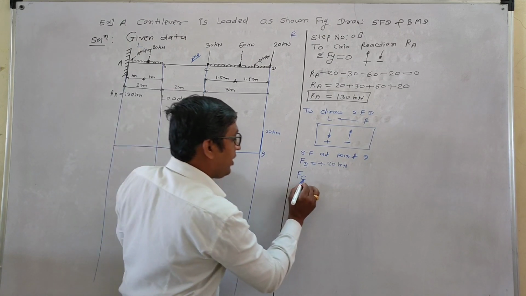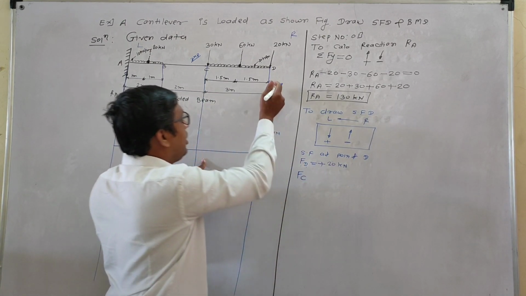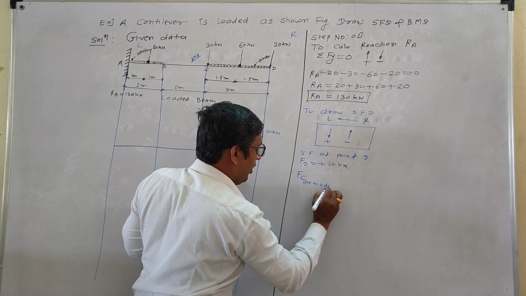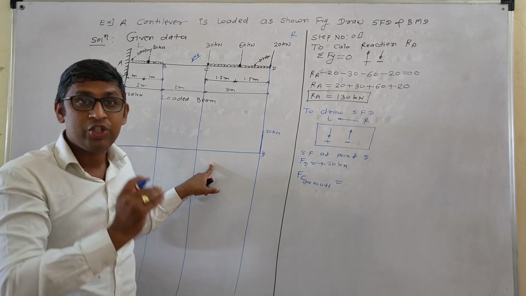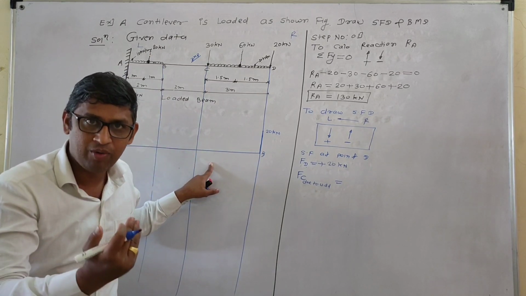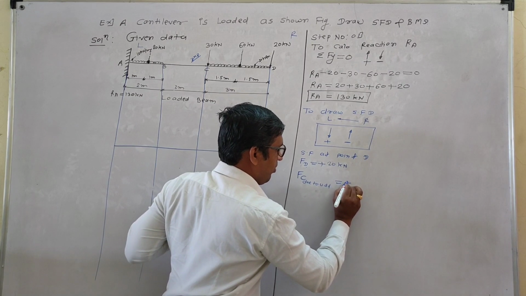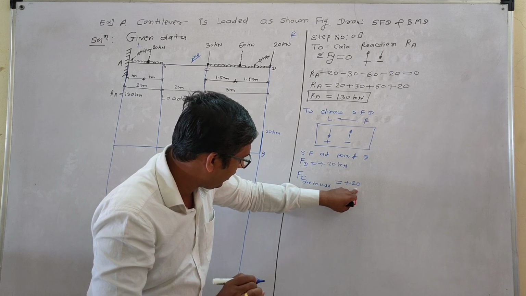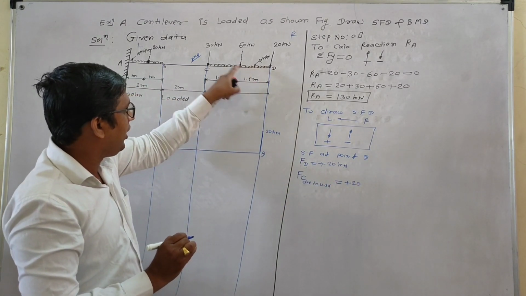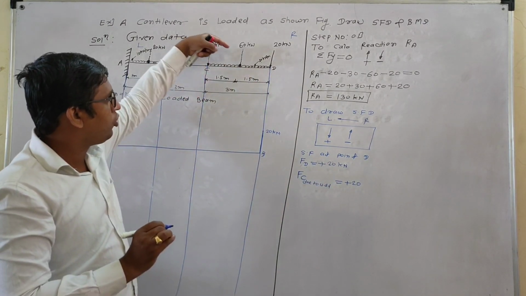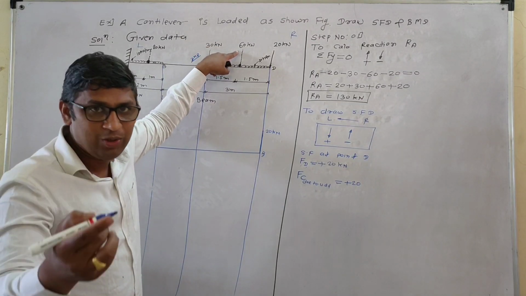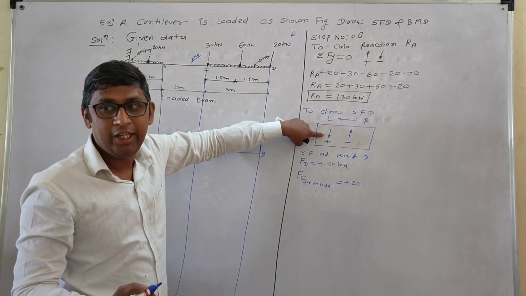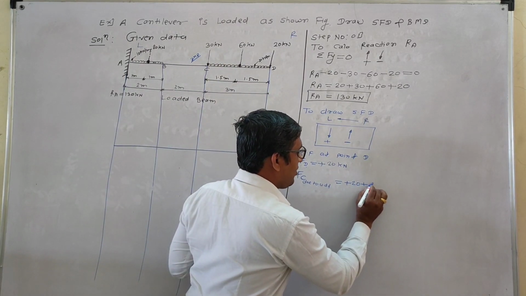At point C, what are you writing here? Due to the UDL is equal to, shear force means the algebraic sum. Previous is plus 20. Then due to the UDL converted into a point load, how much? 60 kilonewton, and this 60 kilonewton goes downward. Take it positive. Plus 60.